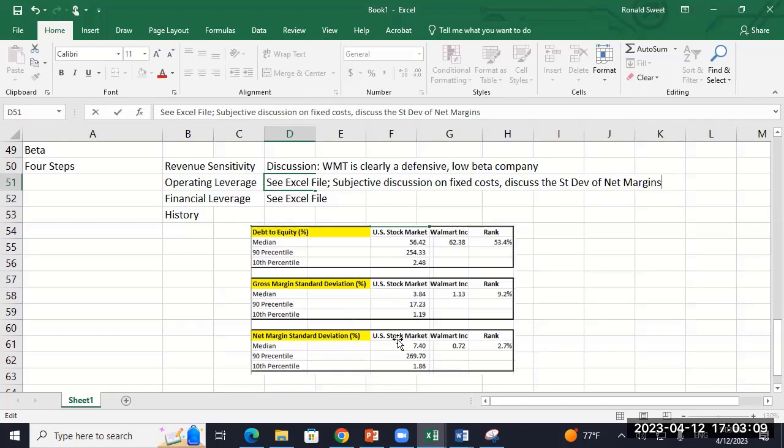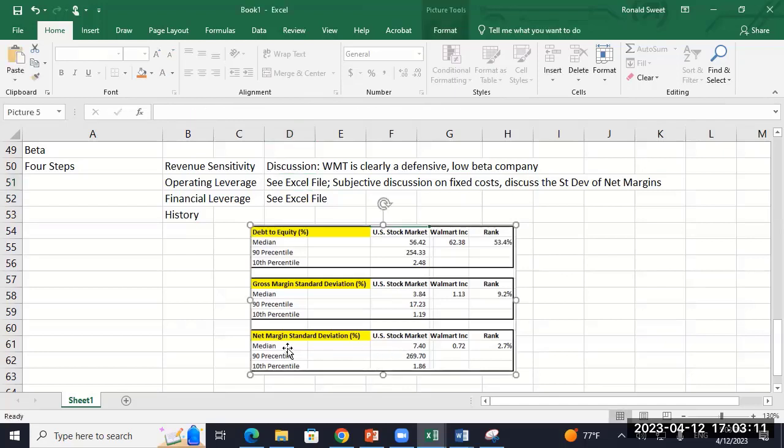So here I have the US stock market. That's standard deviation. Make sure you know this is standard deviation. This is not the net margin. The net margin of the stock market is not 7.4%. This is the standard deviation. The standard deviation of margins for the typical stock is 7.4%. Walmart's is less than 1%. That to me implies very low fixed costs because their earnings are very, very stable.